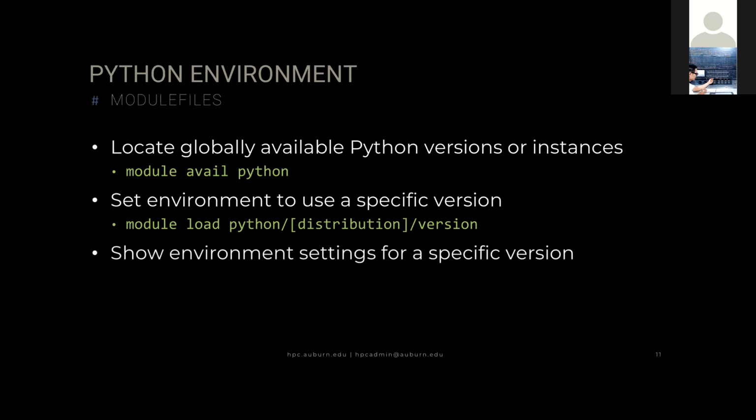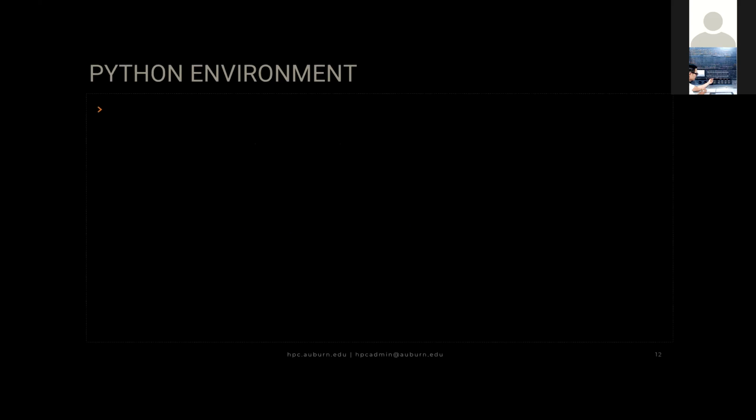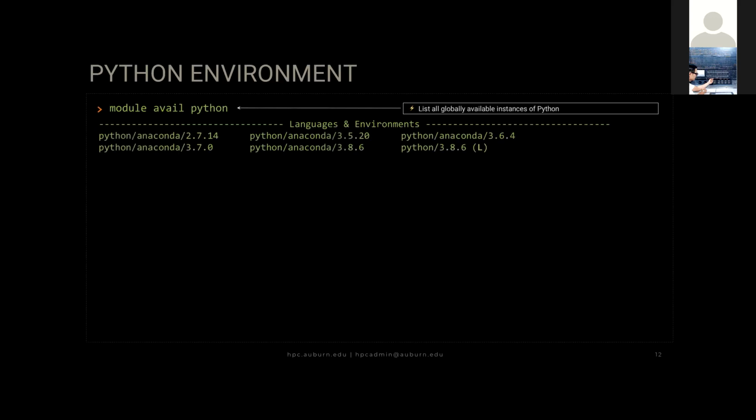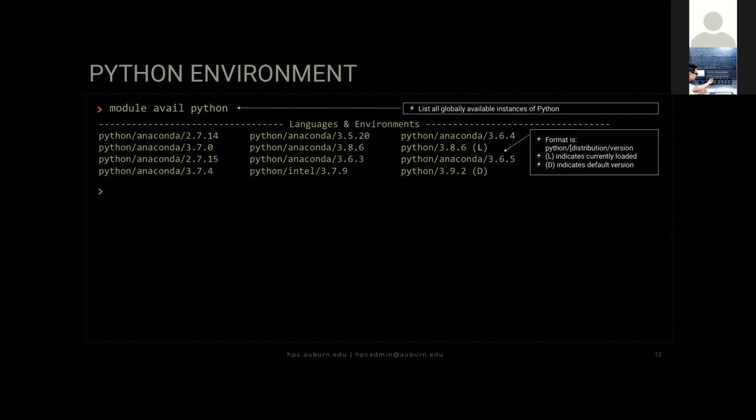And then if you wanted to actually see what it's doing and how it's manipulating the environment, you can use a module show with this sort of similar syntax there, an optional distribution in the middle. So just to demonstrate that real quick, module avail Python, list all the globally available instances of Python. For instance, this would be on the Easily cluster, and you can see there are a number of versions listed. The L next to a version means that that's the version you currently have loaded. And if you see a D next to that version, that's the default version.